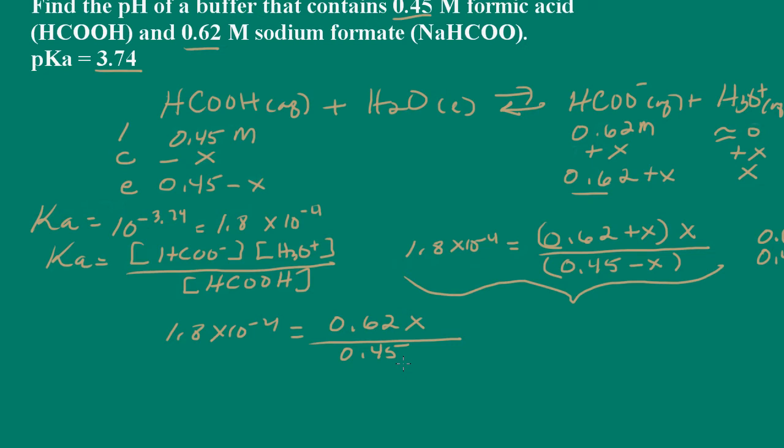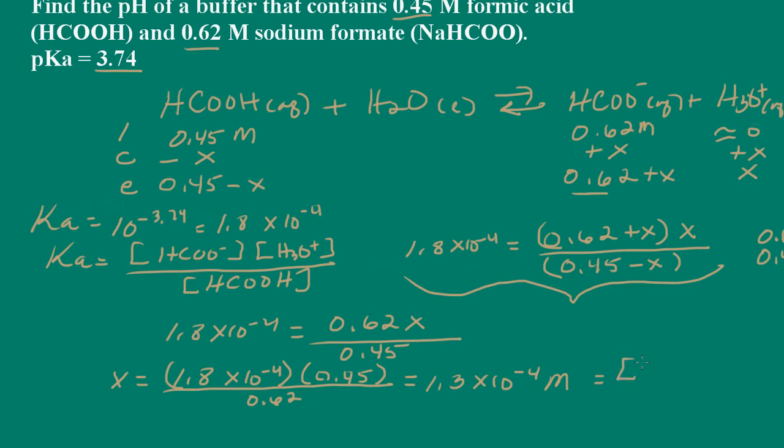So what we have then is x is going to be equal to 1.8 times 10 to the negative 4 times 0.45 divided by 0.62, and that gives us 1.3 times 10 to the negative 4 molar. And x, of course, is our hydronium ion concentration.